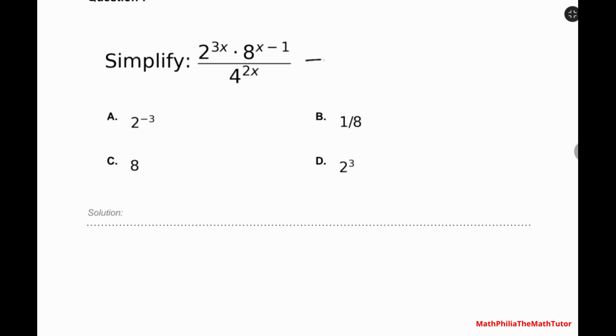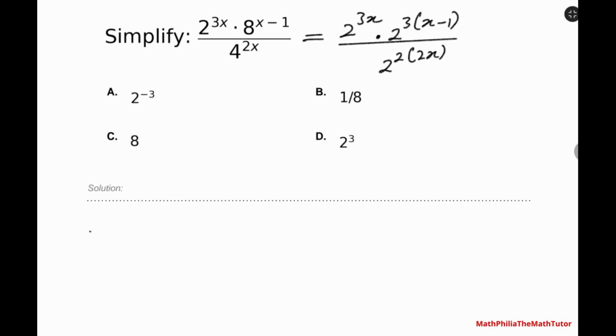So let's go ahead and do this. We have 2 raised to the power of 3x. We won't touch that. Remember, we said 8 is the same as 2 raised to the power of 3. So 2 raised to the power of 3, we have x minus 1 there, so we open a bracket and write that inside. 4 is the same as 2 raised to the power of 2. Again, we open a bracket. We have the exponent 2x here, we put that there.